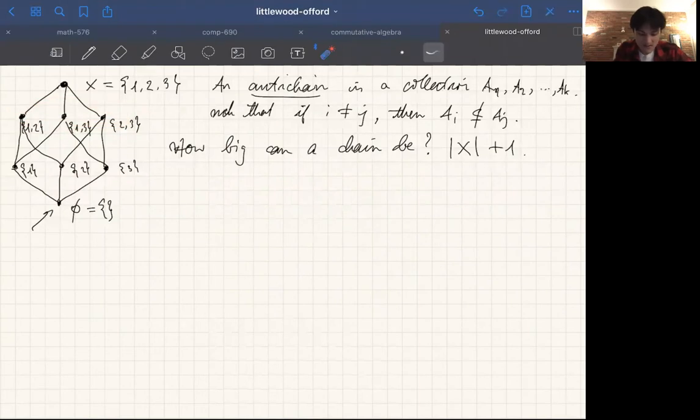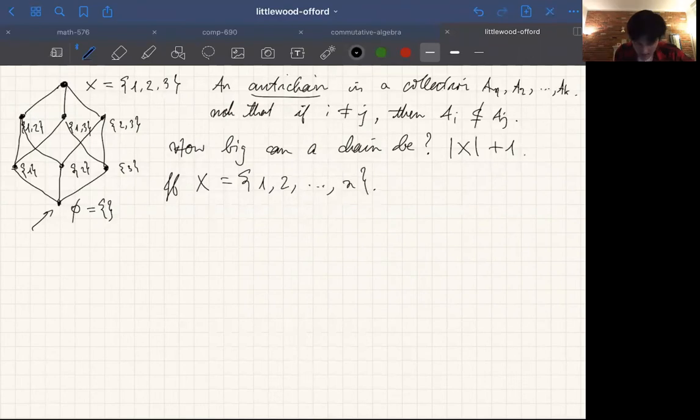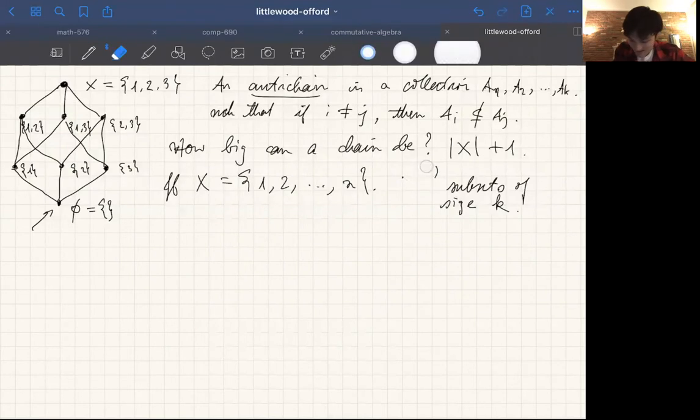This is a good place to stop and think about how many. If X is equal to 1, 2, through n, let's use this notation, X^k, which is the subsets of size k. I don't know if that's a good notation or if I'm using the same notation as the book.